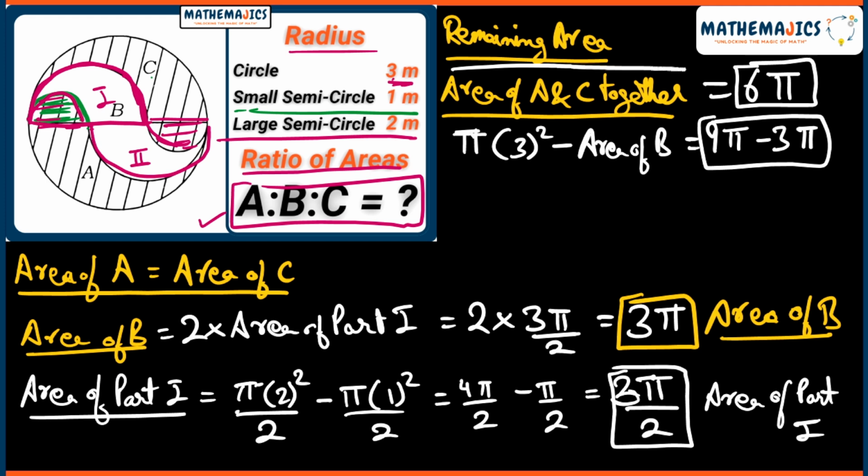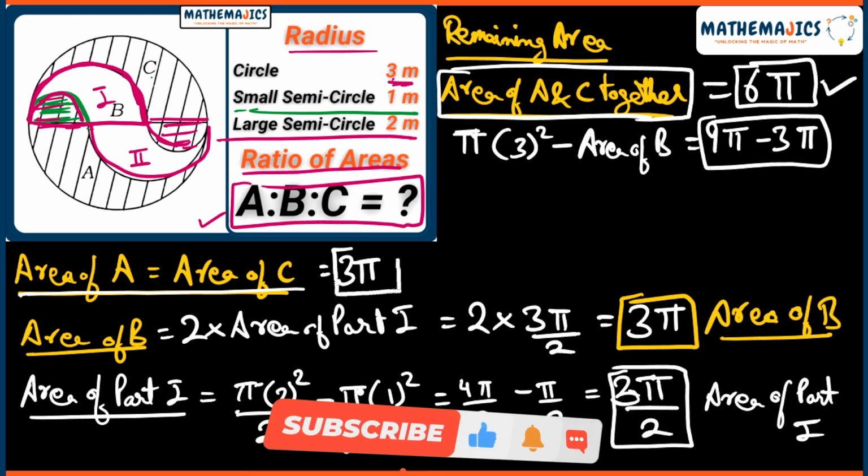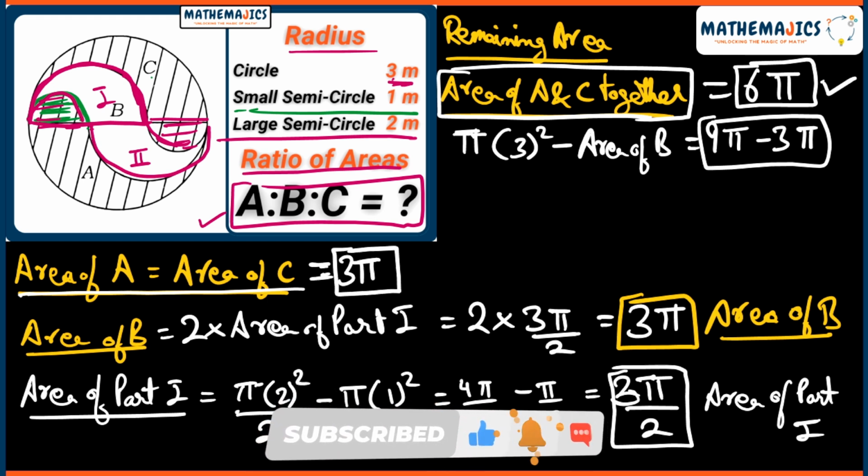That means area of A and C together is 6 pi. Correct? As I told you, area of A and C is equal to each other. We just discussed it in the beginning. If area of A and C is equal, that means 6 pi will be divided into two equal parts, which will give us 3 pi. So area of A and C is 3 pi.